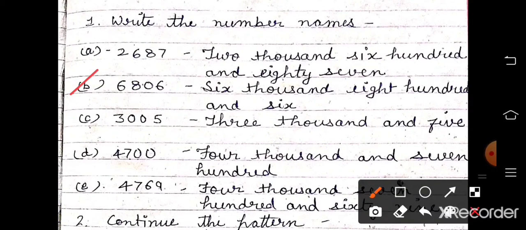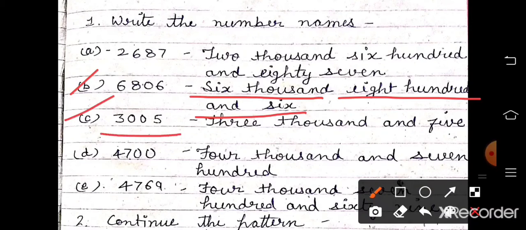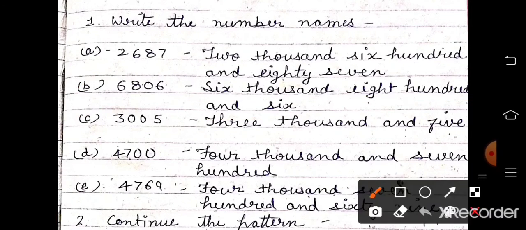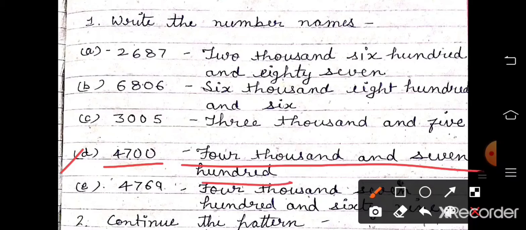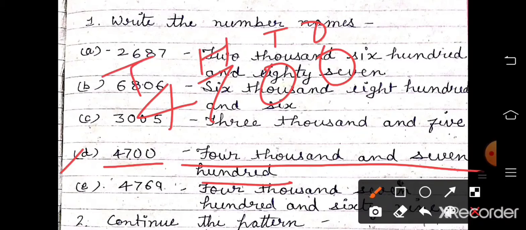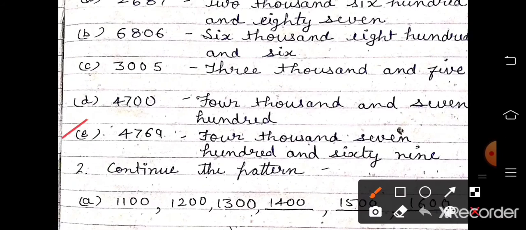B part, 6806. So look, write 6806. C part, 3005. Okay. D part, 4700 means 4700. 4700 means ones, tens, hundred and thousand. Okay. E part, 4769. Okay.